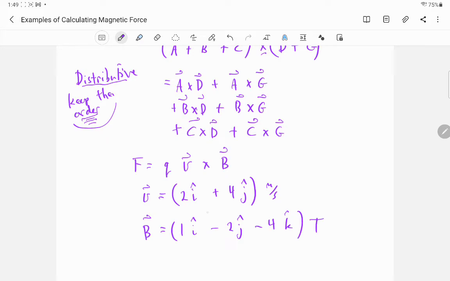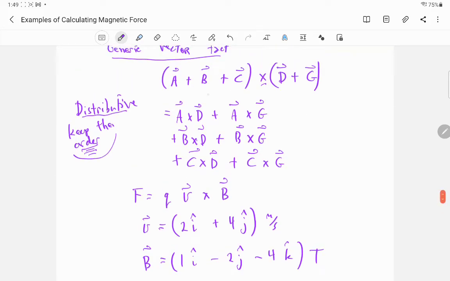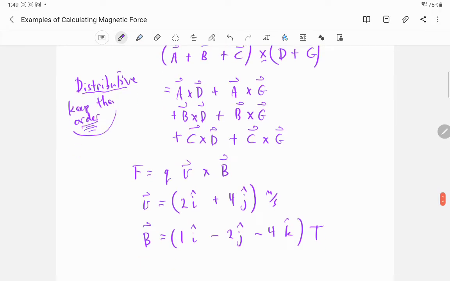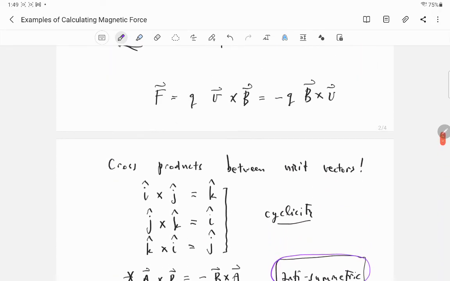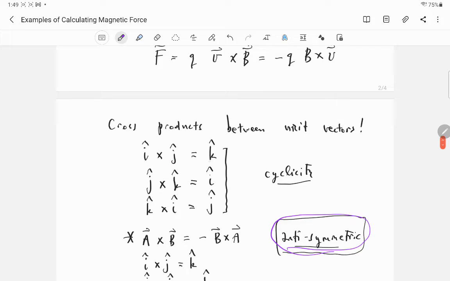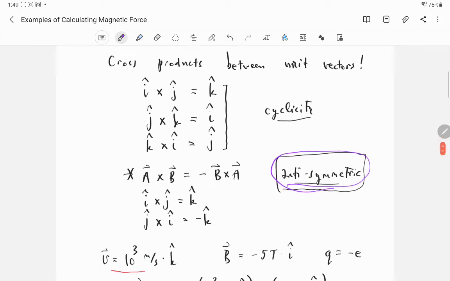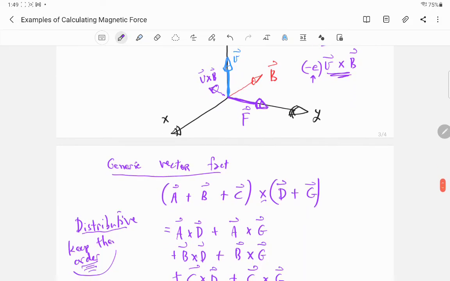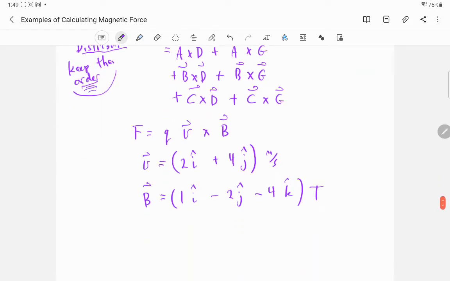Can you see that you're going to have to do a distributive thing? So you already know the rules for cross products. I cross j is k, j cross k is i, k cross i is j. And if you flip the order anywhere, you get minus signs. It's antisymmetric. So you can just use the distributive property.